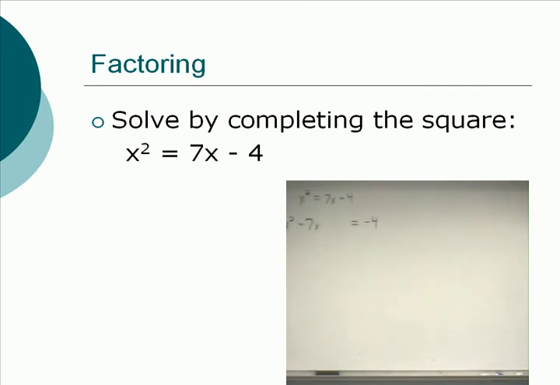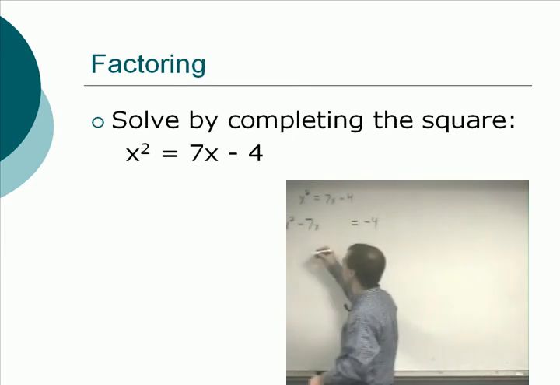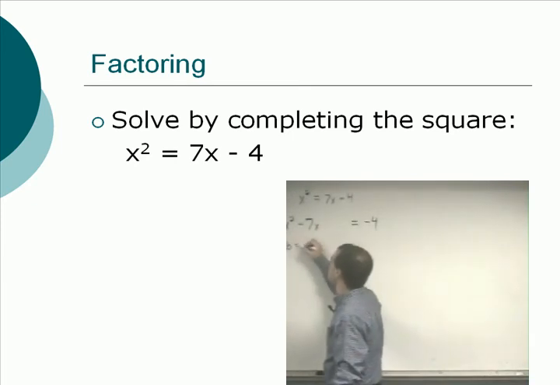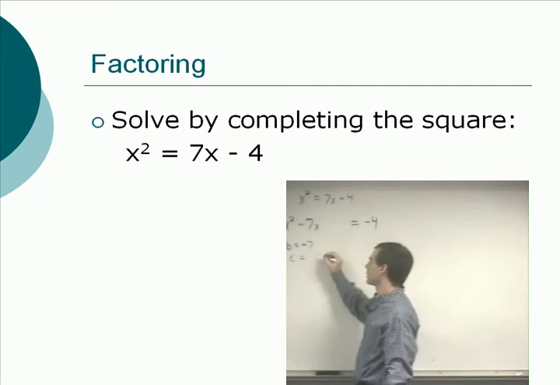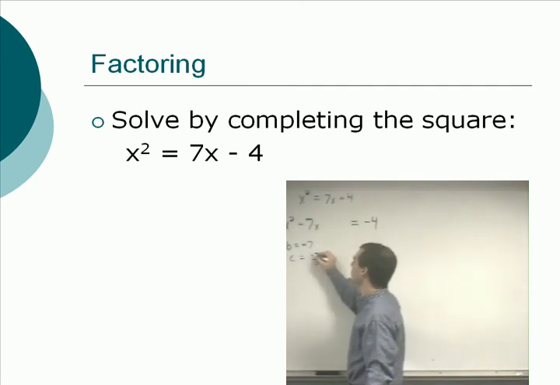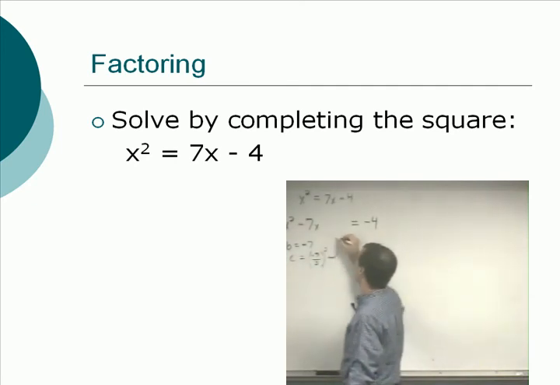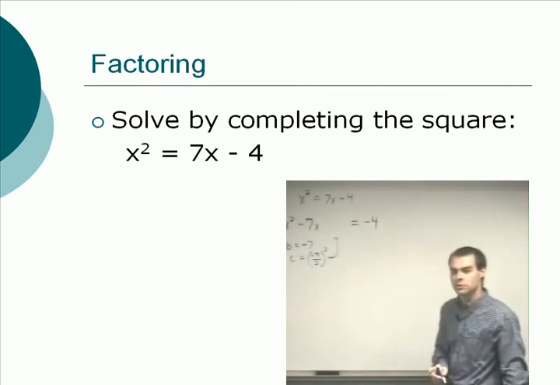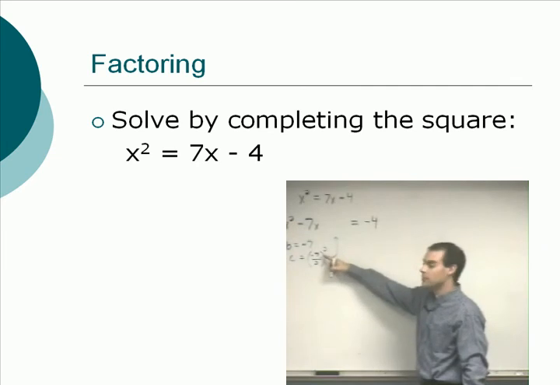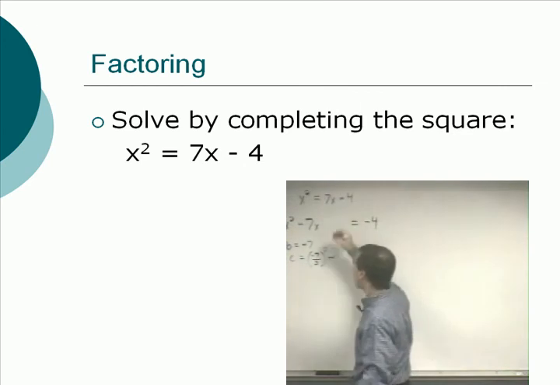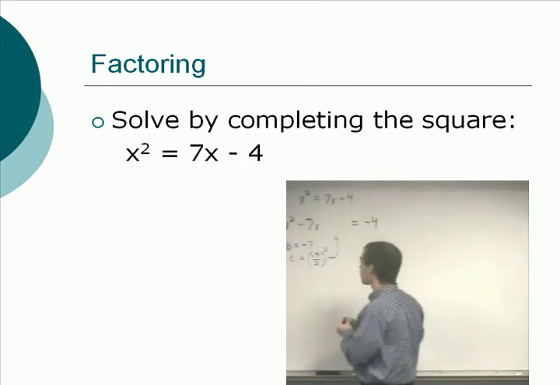So the question is, what goes in that spot? Well, what's your value of b? b is equal to negative 7. And so our c term is going to have to be, what? How do you find it? Negative 7 over 2 squared. And that's what we're going to put in that space. Well, what is negative 7 over 2 squared? The top number will be 49. Bottom will be 4. So we're going to add on 49 over 4 to both sides.